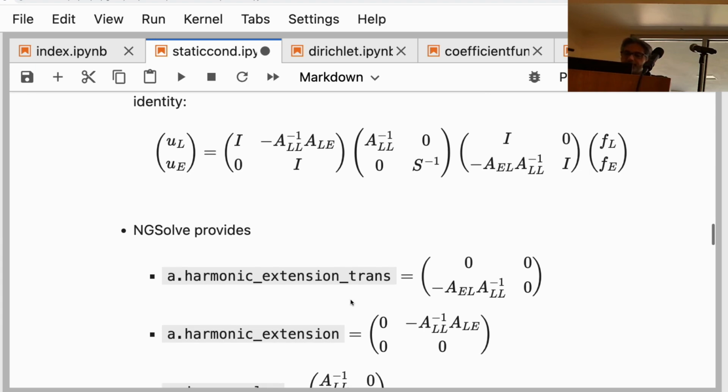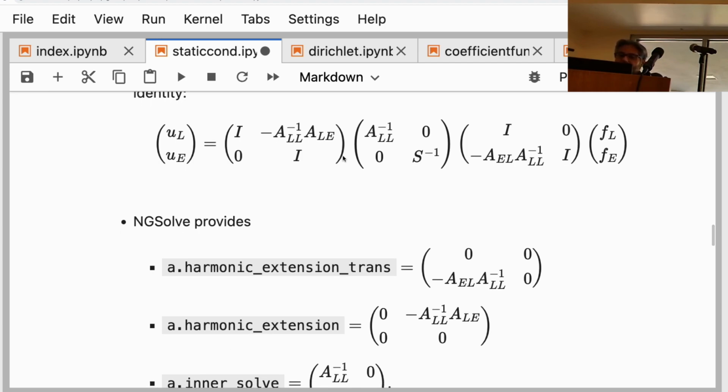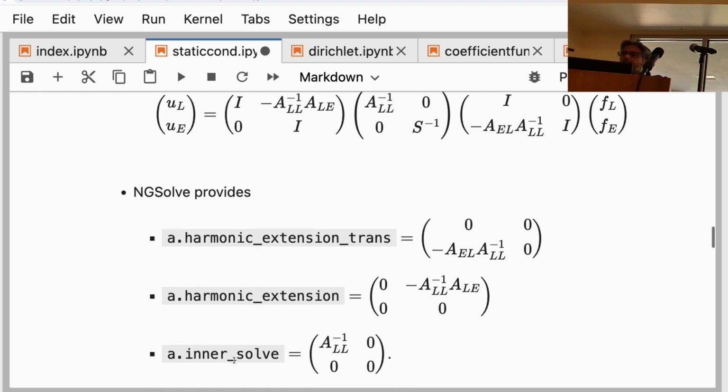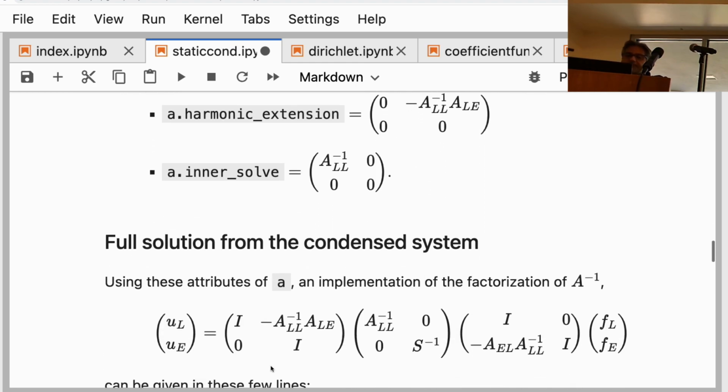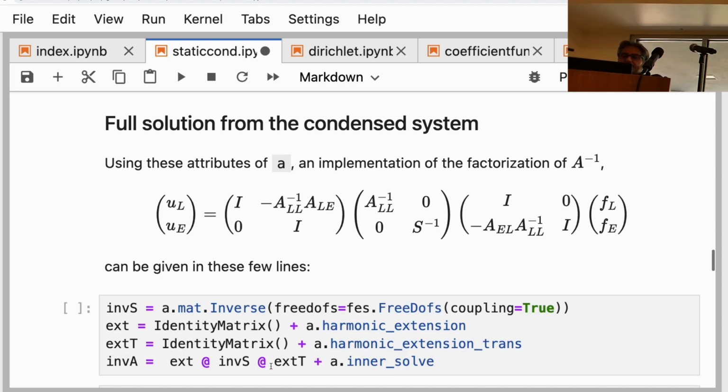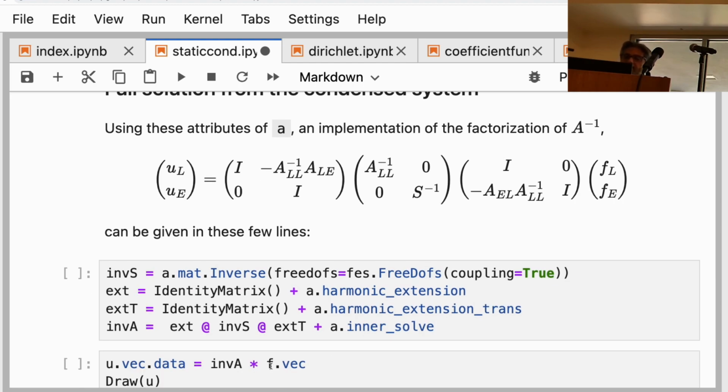Well, these things are essentially provided to you. This matrix is provided to you inside the harmonic extension transpose. The other matrix, the one over here, is provided to you in the harmonic extension data member, and this inverse is provided as the inner solve attribute of the form. So getting the full solution from the condensed system is just a matter of implementing this formula. And here is a way to implement this in a newfangled operator notation that is now pervasive in NGSolve tutorials.